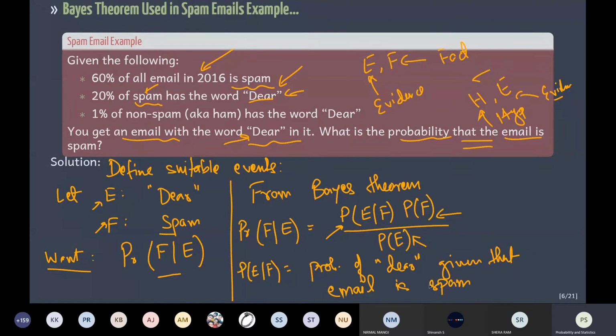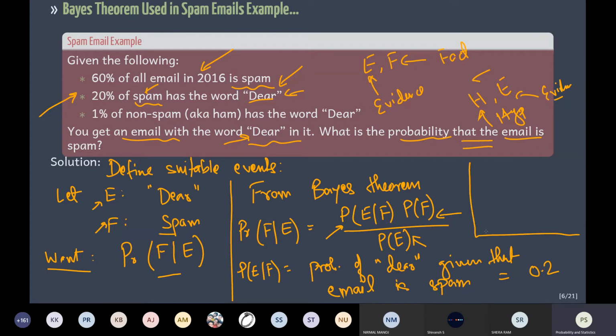It turns out that it's there in the data itself. The probability of dear given that the email is spam is nothing but this percentage, 20% of the spam. So this will be the probability with which I will find dear. Indeed, this is given to me. It will be 0.2, right? It's 20%. Probability is always between 0 and 1, so in probability terms it will be 0.2.